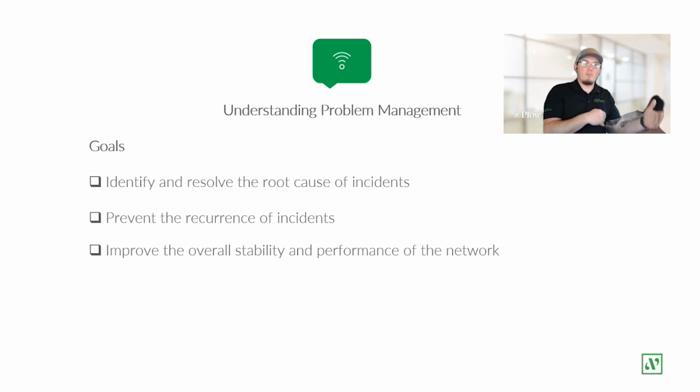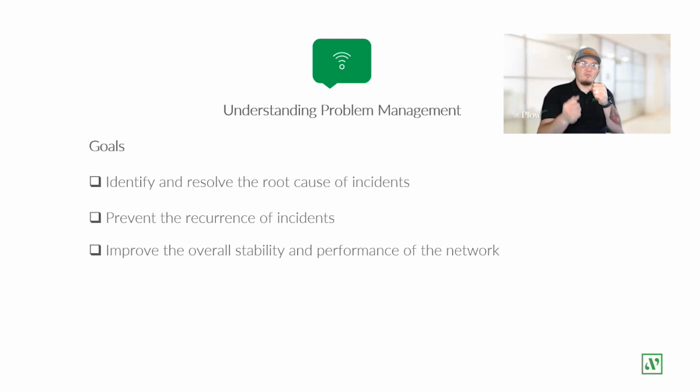And through problem management, through implementing some processes, you could have prevented the reoccurrence of issues that are happening regularly. So the last goal is what we all do on a daily basis: we want to improve the overall stability and performance of a network, period. That is our jobs, right? We want to ensure that the networks that we're responsible for are as reliable, as stable, and provide the highest level of performance possible.